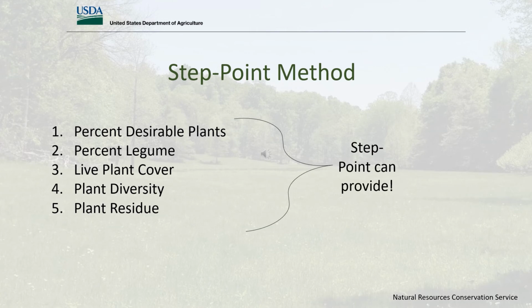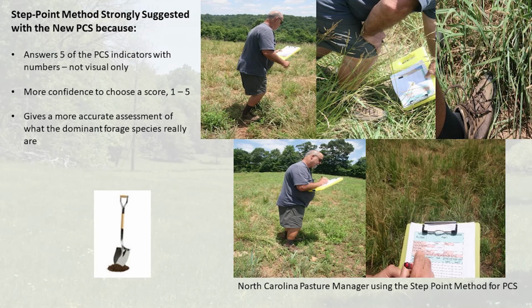It provides numbers, not just visual estimates, and so gives you more confidence to choose a score. It also gives an accurate assessment of what the dominant forage species really are, and by using a shovel for compaction in acreage with livestock concentration areas, you have confident numbers for 2 other PCS indicators. This makes the remaining 3 indicators less subjective and provides a basis to more confidently score them.